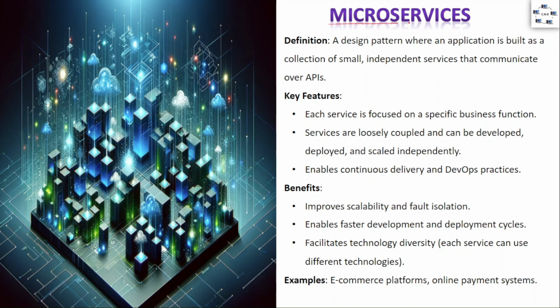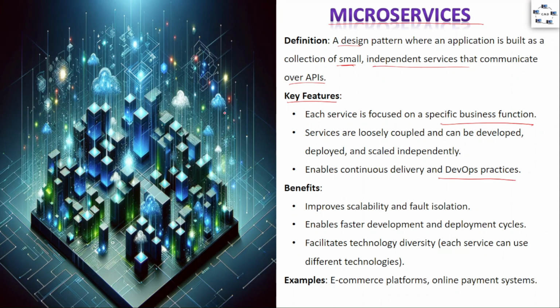Another related term is microservices, which is a design pattern where an application is built as a collection of small independent services that communicate over APIs, that is, application programmable interfaces. Key features include each service is focused on a specific business function. Services are loosely coupled and can be developed, deployed, and scaled independently, and this enables continuous delivery and DevOps practices.